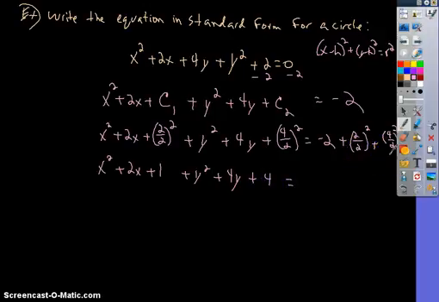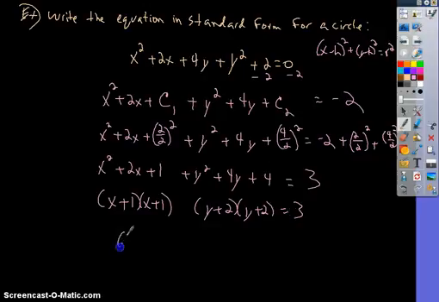So that's -1, that's 3. We add all that together. This is a perfect trinomial. This piece factored would be x plus 1 times x plus 1. And this factor would be y plus 2 times y plus 2 equals 3. So this means it's going to be x plus 1 quantity squared plus y plus 2 quantity squared equals 3.